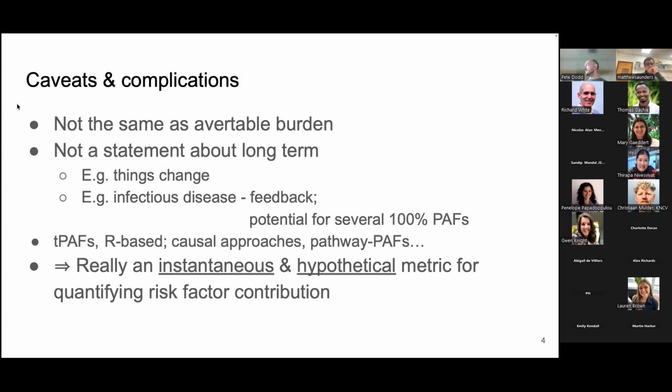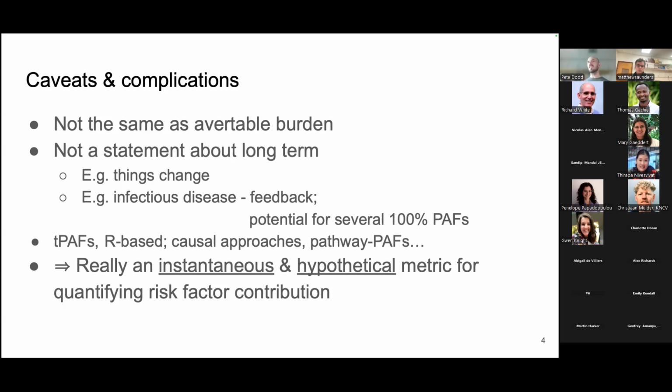So there are lots of complications and caveats of PAFs, as you would expect for something that's basically a sort of abstract construct. So the first one perhaps to think about is that it's not the same as an avertable burden. So, for example, in the case of smoking, if you waved your magic wand around the world and made it so that nobody smoked anymore, that wouldn't mean that the incidence of lung cancer due to smoking would suddenly go away, because there'd be lots of people who had smoked and still had the damage accumulated from that risk factor, even with the risk factor no longer being present.